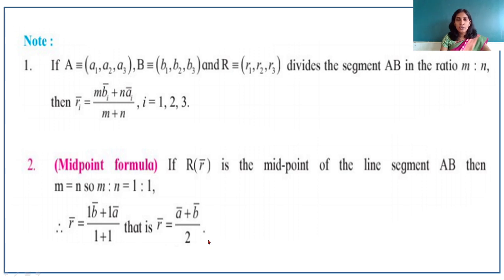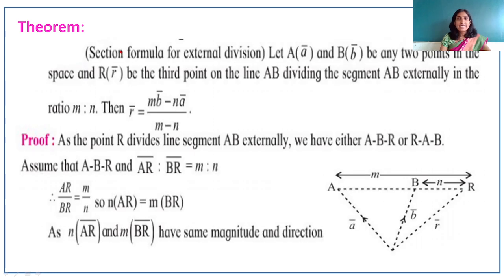So here we studied two formulas: section formula for internal division, that is R bar is equal to m B bar plus n A bar upon m plus n, and midpoint formula, which is R bar is equal to A bar plus B bar divided by 2. These two formulas are very important for the examples. Then next theorem, section formula for external division. There is only a change of a minus sign. In internal division, here is a plus sign, and in external division, here is a minus sign. So what is the difference?